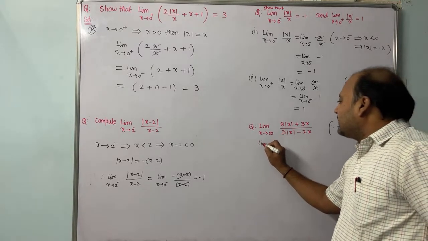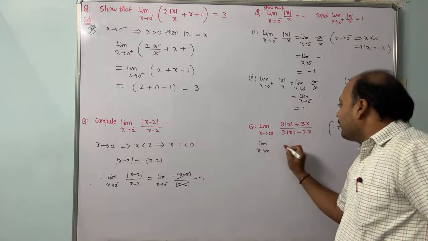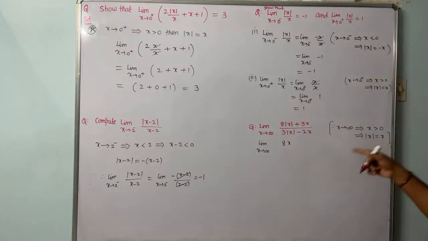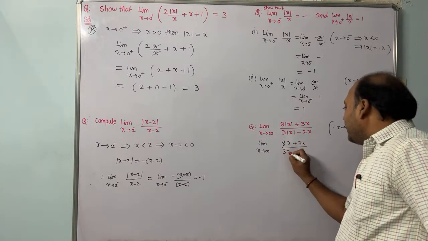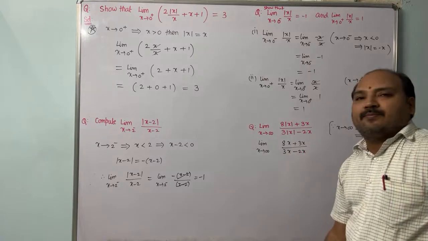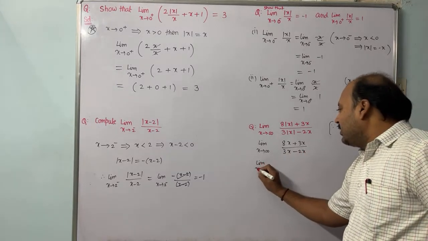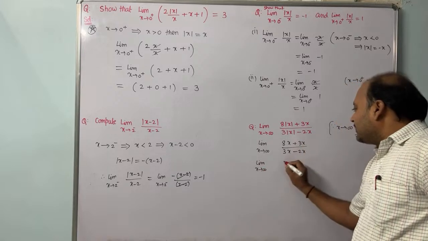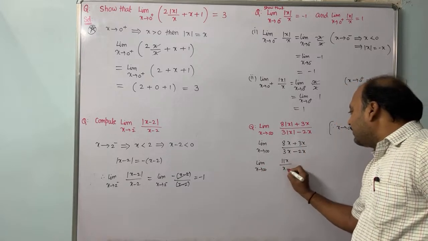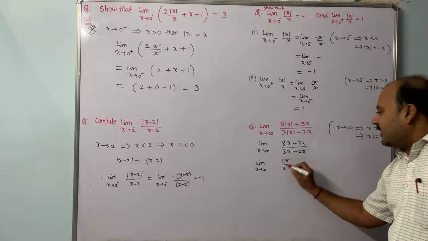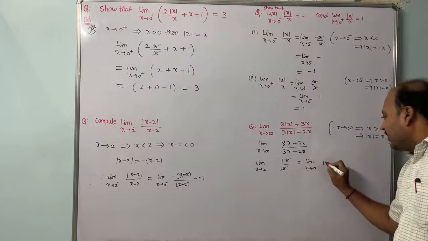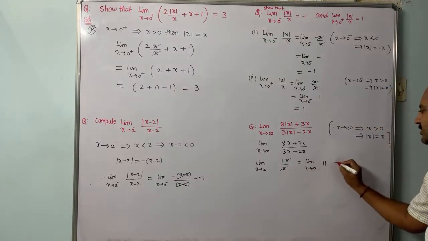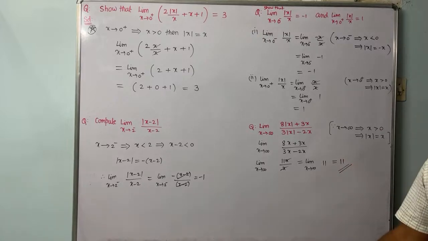So limit x tends to infinity of 8 into, in place of mod x, what you have to replace? x, plus 3x divided by 3 into x minus 2x. So limit x tends to infinity of 8x plus 3x is 11x divided by 3x minus 2x is x. Here x gets cancelled. Limit x tends to infinity of 11. Limit of a constant is constant. So our answer is 11. I hope everyone understands. We'll move on to other questions.